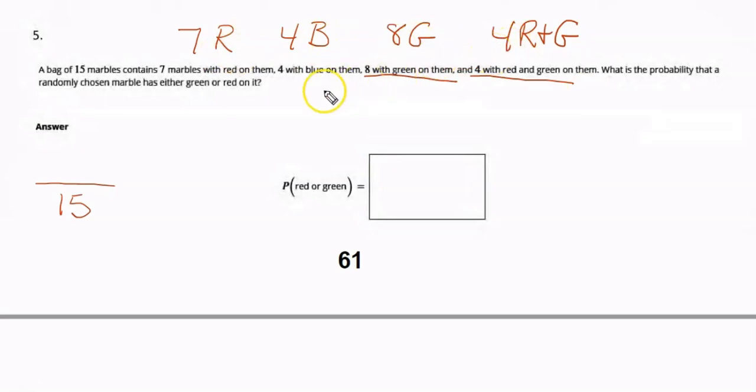So as we analyze this, they're asking, what is the probability that a randomly chosen marble has either green or red on it? Well, here's our reds. Now there's our greens. But these now include red and greens that could be on these as well. So you would have to subtract this overlapping so they're not counted twice.